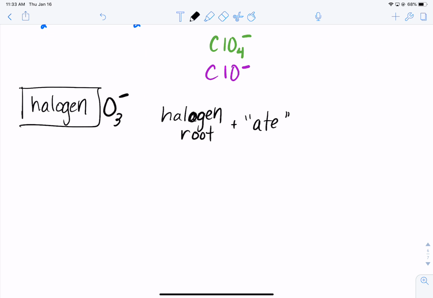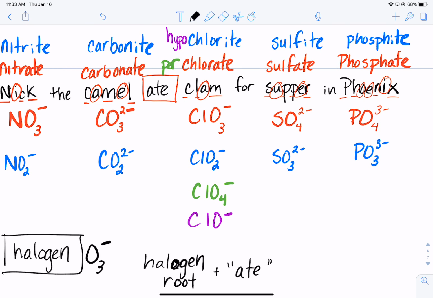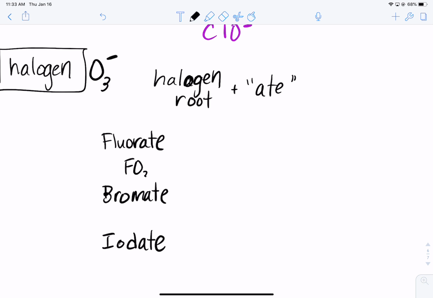So what do I mean by that? I mean that you could have fluorate. You can have bromate. You can have iodate. And guess what their formula is? It's identical to chlorate. How do you remember what chlorate is? From clam. So if you can figure out what chlorate is, then automatically you know what fluorate is. It's FO3 minus. You know what bromate is. It's BrO3 minus. Or iodate is IO3 minus. They're all the same.